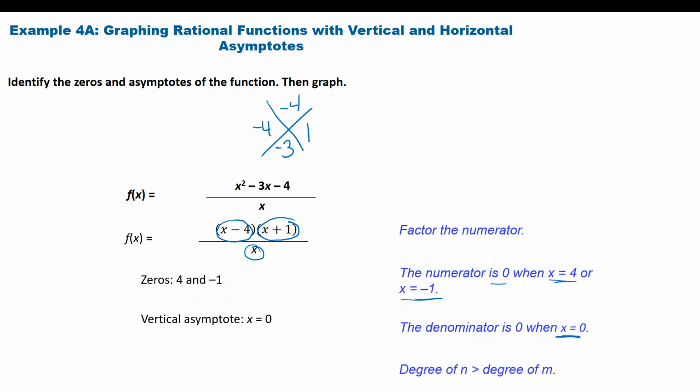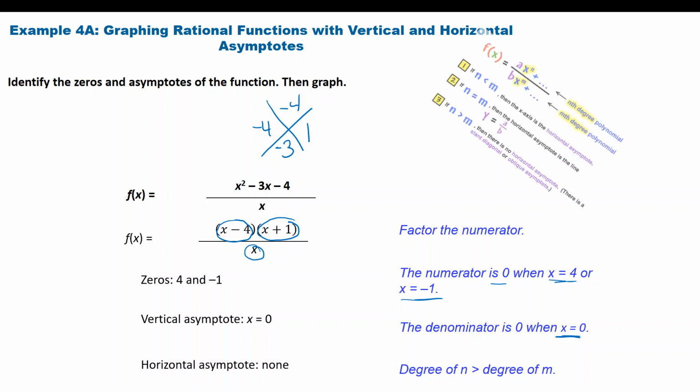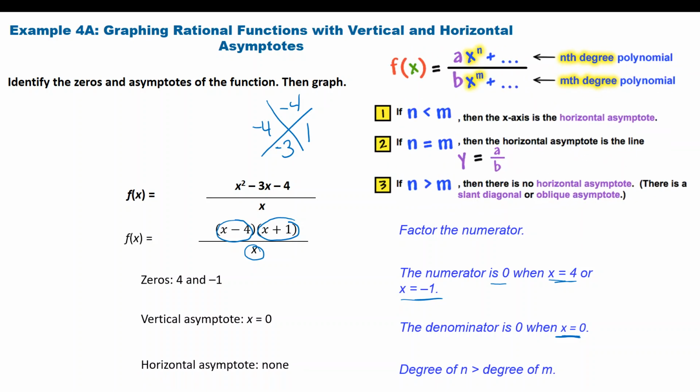Now the next thing we need to do is determine the horizontal asymptote. So now we're going to use our little chart here. When we take a look at our chart, we look at the highest degree of our numerator and the highest degree of our denominator. So the highest degree on top is 2, and the highest degree on the bottom is just 1.